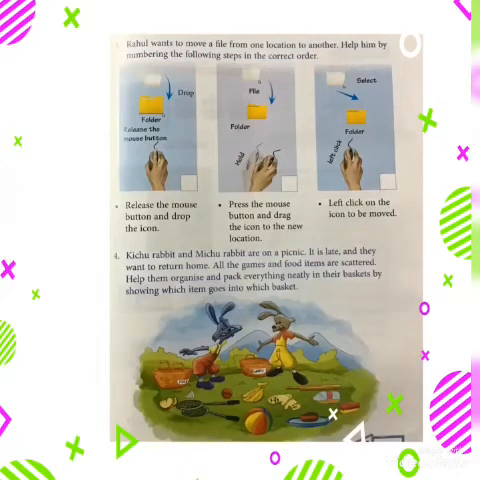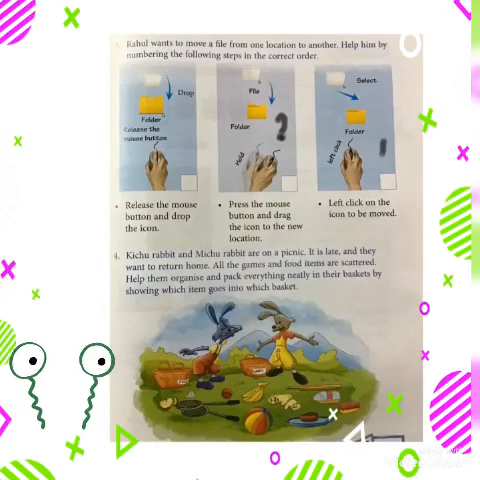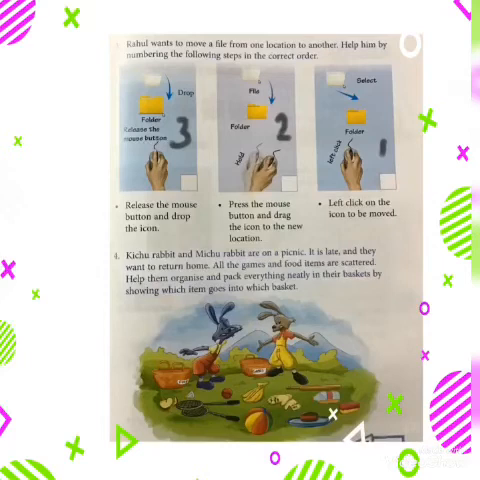Yesterday while explaining files and folders, I explained this also, how you will move a file from one location to another. First, we have to left click on the icon to be moved. Next, you press the mouse button and drag the icon to the new location, and the last one is release the mouse button and drop the icon. So the first one is this, second one is this, and third one is this. You want to write it with your pencil.